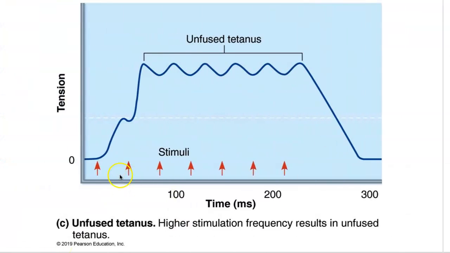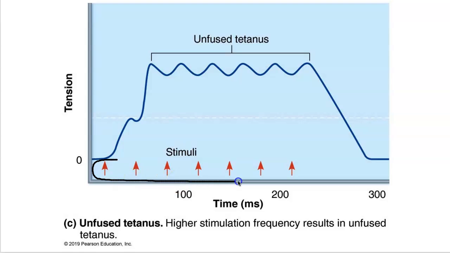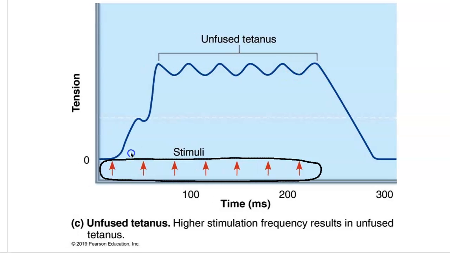Next experiment, let's increase the frequency. Here we're giving identical stimuli even closer together, and what we see is that the muscle contracts and stays contracted. It starts a relaxation phase, but if it gets hit with another stimulus, it responds. And here you can see the plateau at the max tension. This is known as unfused tetanus or incomplete tetanus.